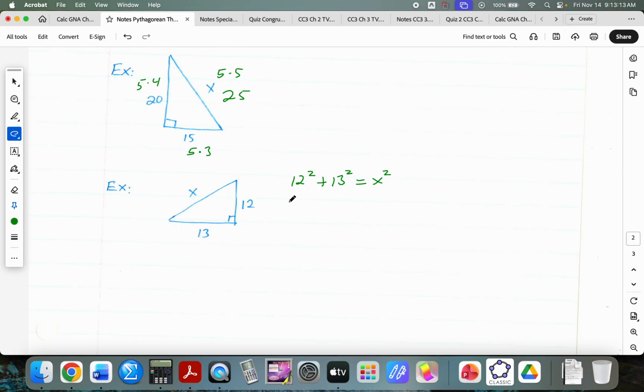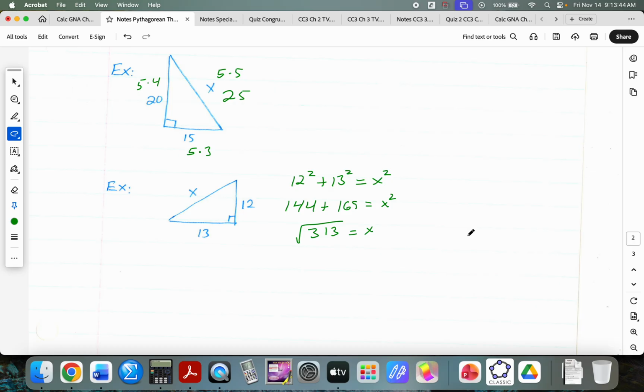12 squared is 144. 13 squared, 169. What is that? 313? Hmm, 313. It's not divisible by 2. It's not divisible by 3. It's not divisible by 5.